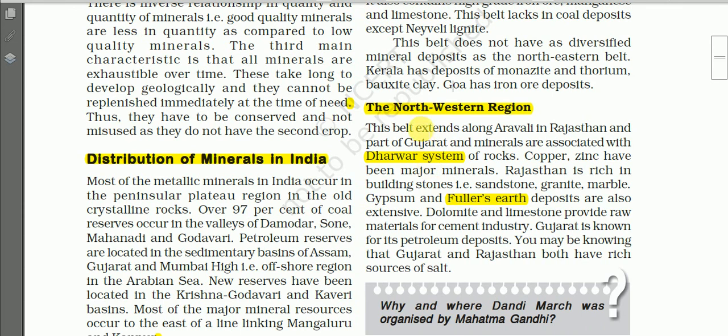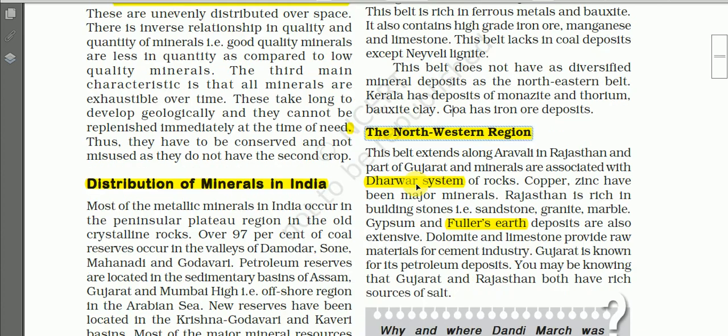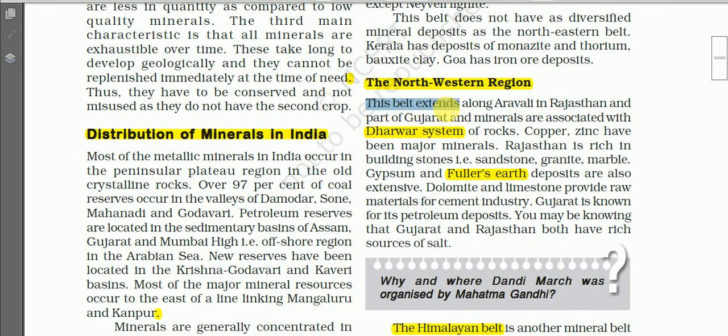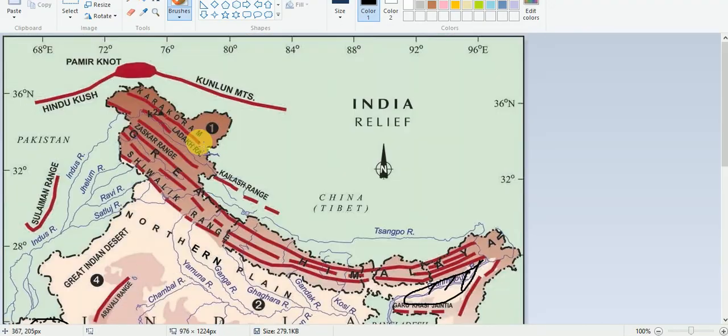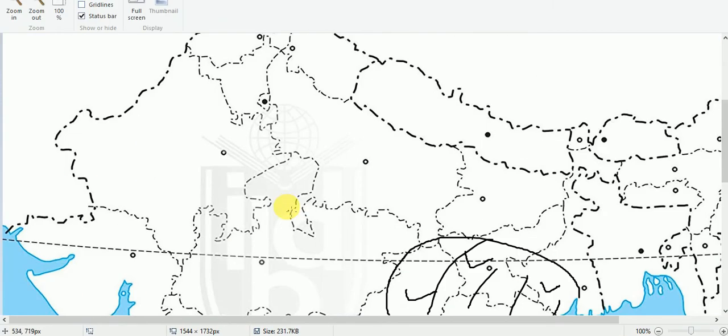And next we have the northwestern region. Here, this belt extends along Aravalli in Rajasthan and part of Gujarat, and the minerals are associated with the Dharwar System. You may see here, this is the northwestern region, and the Aravalli mountain range is here. This region is known as the northwestern region.